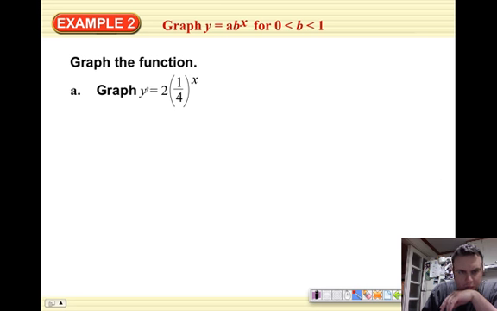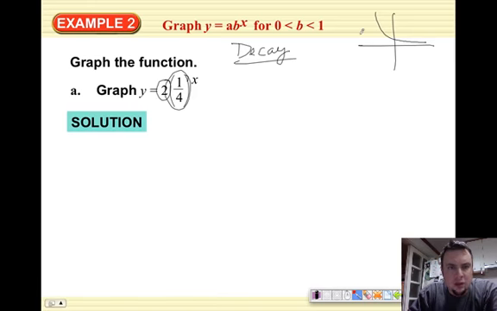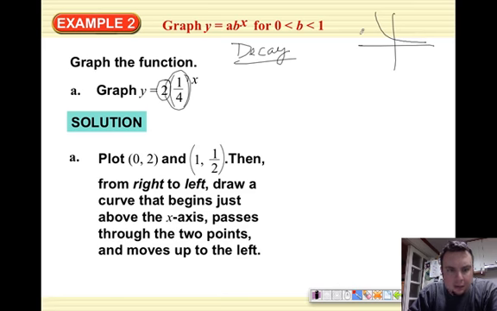Next one. Graph y equals 2 times 1/4 to the x. Is this a decay or a growth? I look at a, yes, checks. Look at b, is between 0 and 1, check. It is an exponential decay. So therefore, I'm just doing this in my mind, alright? Now it might look a little steeper in this case. Get your calculator, type it in, get some coordinates, draw the picture. That's all they want. Just learn how to graph.